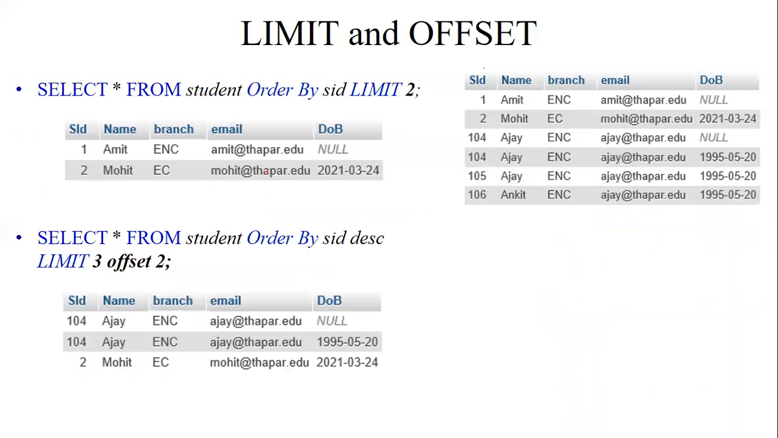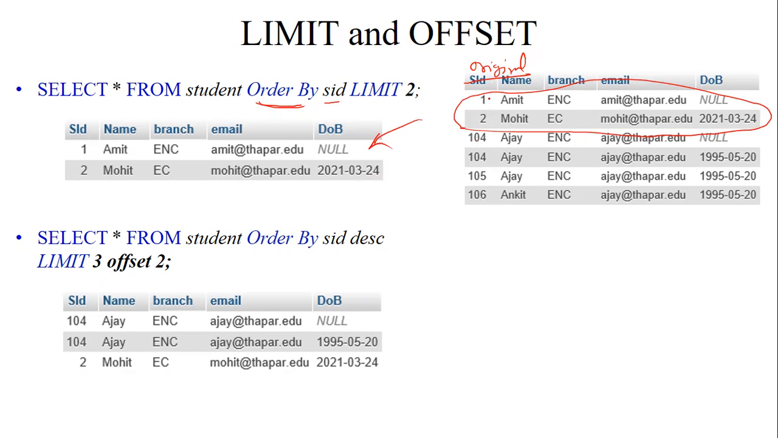Here you can see the example. This is an original table, and in this original table there are 6 rows. You want to show the top 2 students, then you can directly show by sorting this table. Sorting will happen based on the order by clause. Here we are sorting according to the SID, student ID. So here you can see order by SID and limit 2. It means the first 2 students will be displayed, and the result of these 2 students is given here.